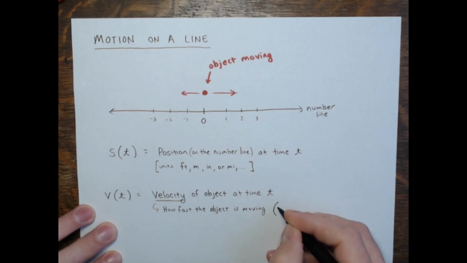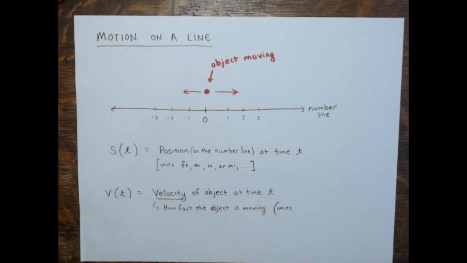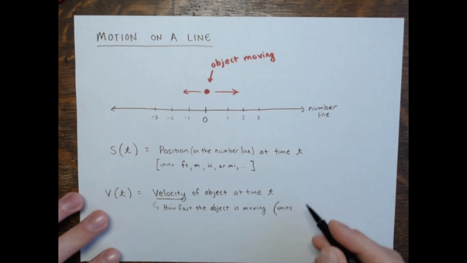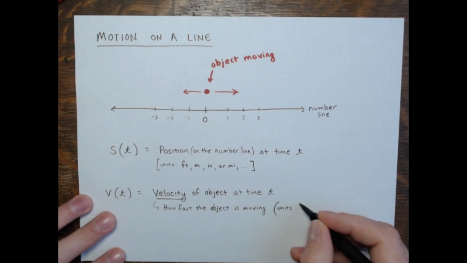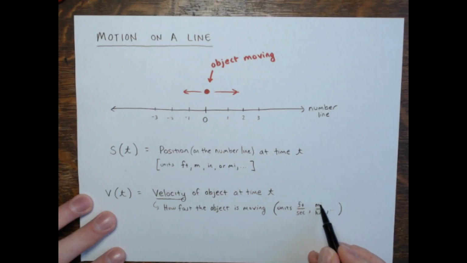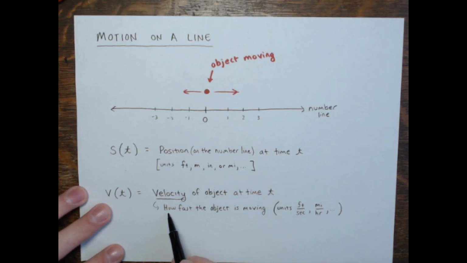And this will be the units on this. Velocity is how much the position is changing over time. So it's a position unit, say feet, divided by a time unit. So you might see feet per second or miles per hour, right? Something with a position unit, a distance unit in the numerator, and a time unit in the denominator. So it's how fast the object is moving and which direction.